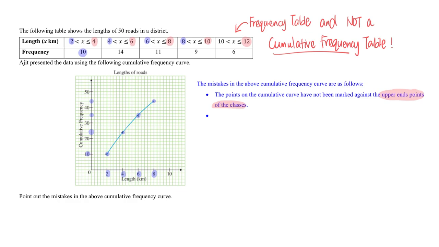That's the first mistake. Second mistake is that actually I could see that this is really important, that he did not touch the horizontal axis, this lower tail of the curve, which is here. Okay, usually for a cumulative frequency curve, it always touches the horizontal axis. Okay, it has to start from 0. Alright?